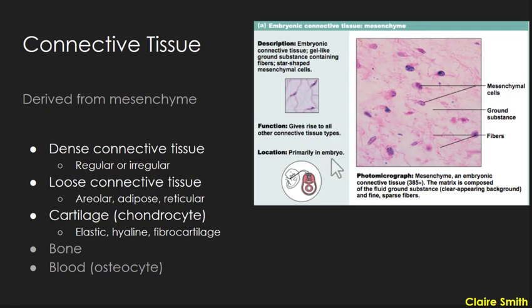This is what mesenchyme looks like. So again, it's in the embryonic tissue. And all of the things that are connective tissue start as mesenchyme, right? Which is why they're, again, all in one group.